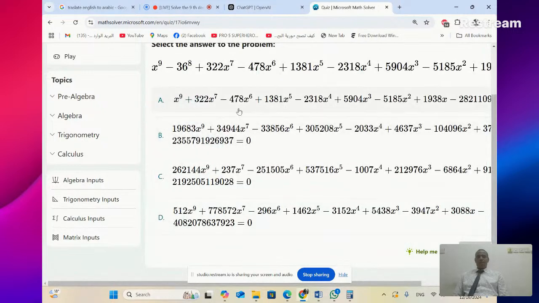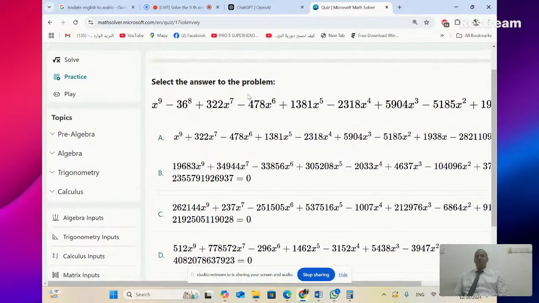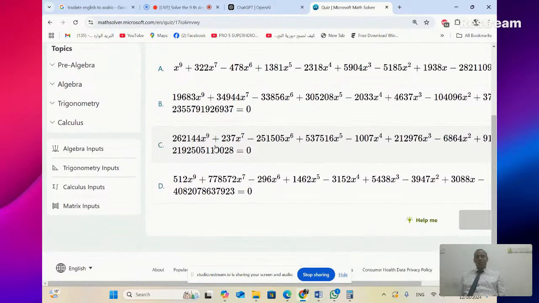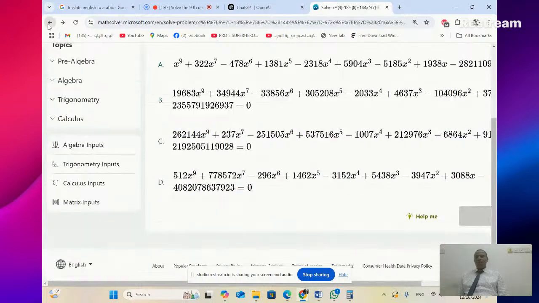You see, look what he can do. Select the answer to the problem: x to the power 9 minus 36. Of course, here x is to the power 0. So it's just calculation. He didn't answer, solve this. Okay, you see, this is what he can do. Microsoft Math. This is Microsoft Math. Unbelievable sometimes.